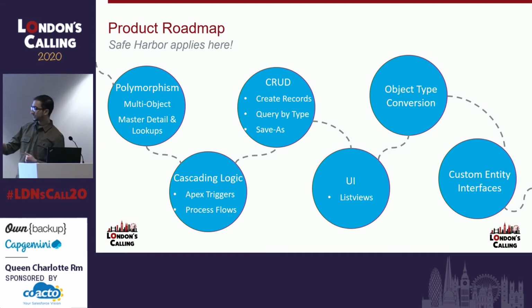And then, of course, we talked about the business logic. Initially, validation rules will be coming. Apex triggers and process flows are on the roadmap, and CRUD features and CRUD permissions are there. Initially, standard entity interfaces will be coming, but later, way ahead in the future, custom entity interfaces will also be part of the product itself.